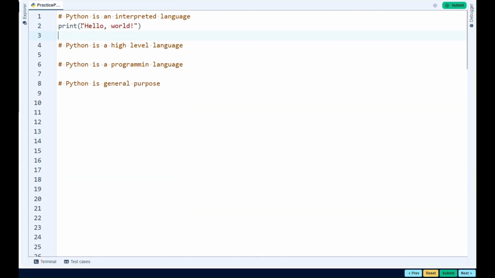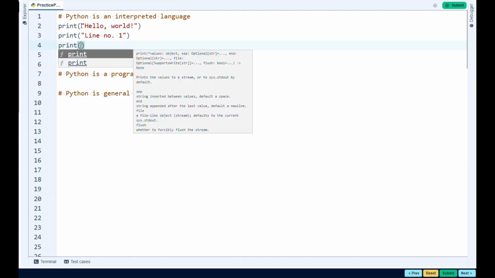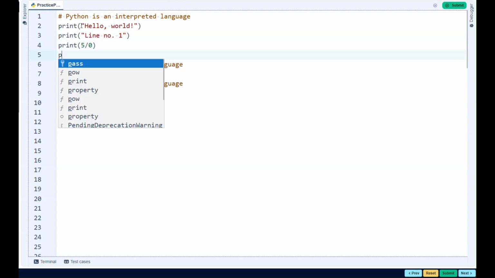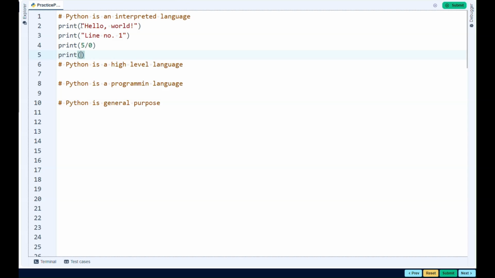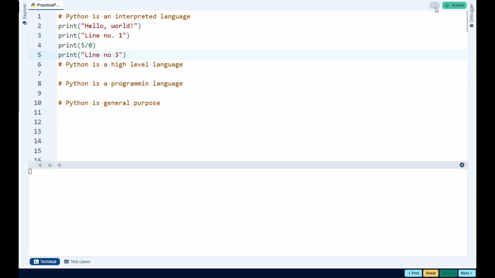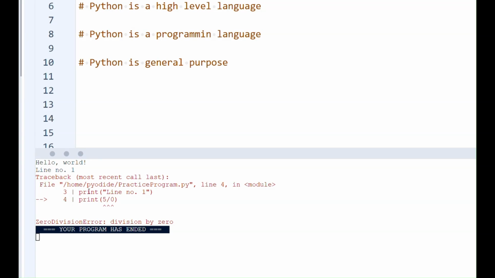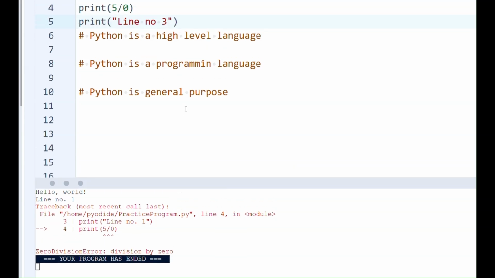This is the first line, right? Now I'm writing the second line, and this is line number 1. Then I'm writing print 5 divided by 0. Now I am writing print on line number 3. When I click on run, you see one line in red, pointing towards 5 divided by 0: zero division error. Why are we getting this error?